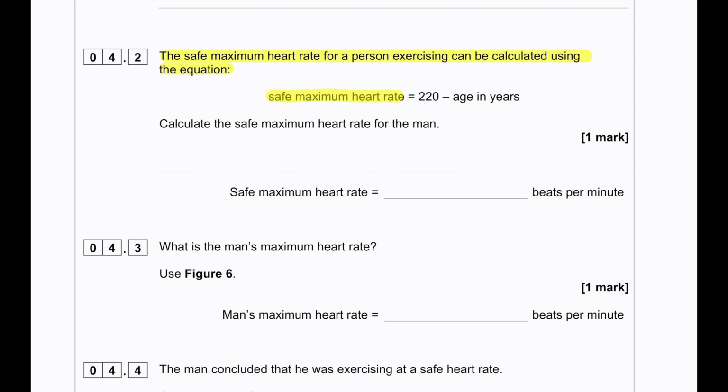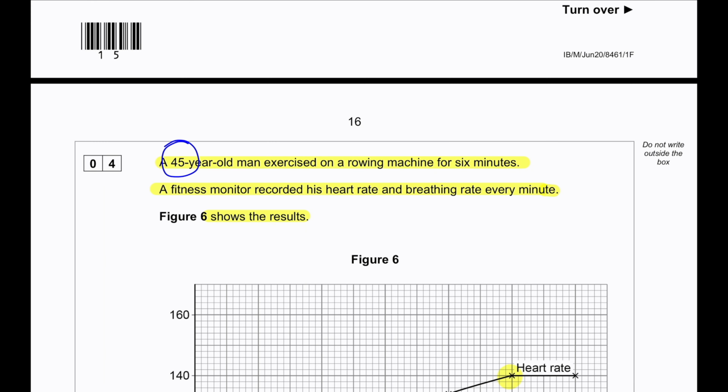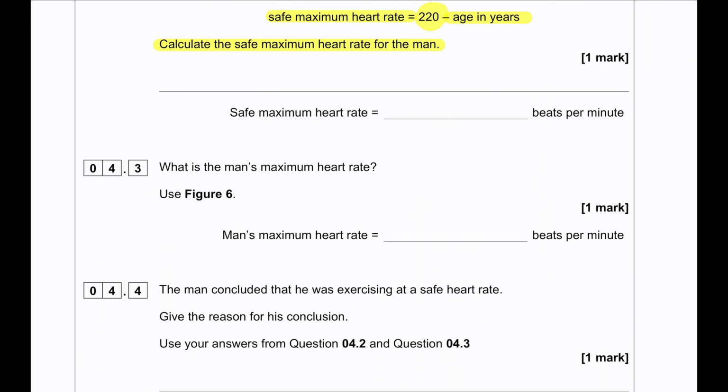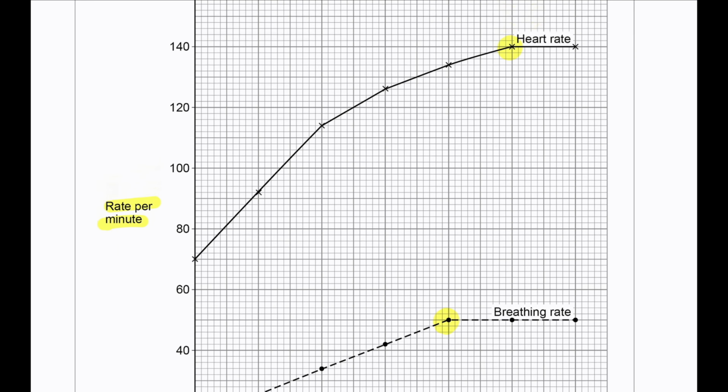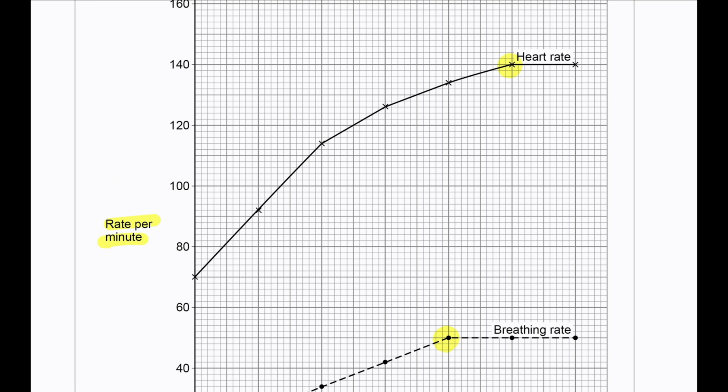The safe maximum heart rate for a person exercising can be calculated using this equation. Safe maximum heart rate is equal to 220 minus the age in years. So calculate the safe maximum heart rate for the man. The man in this case is 45 years old. So we have to do 220 minus 45, which gives us 175 beats per minute. What is the man's maximum heart rate? From the graph, we can see the man's maximum heart rate is 140 bpm.